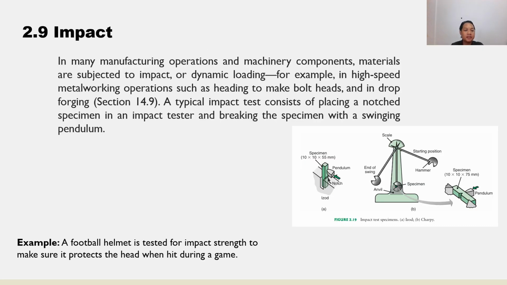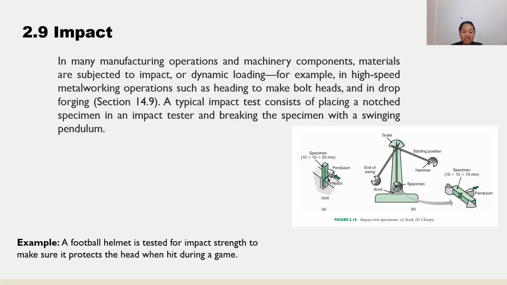Next, we have impact. In many manufacturing operations and machinery components, materials are subjected to impact or dynamic loading. For example, in high-speed metalworking operations such as heading to make bolt heads and drop forging. A typical impact test consists of placing a notched specimen in an impact tester and breaking the specimen with a swinging pendulum.